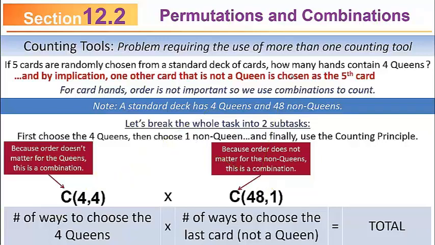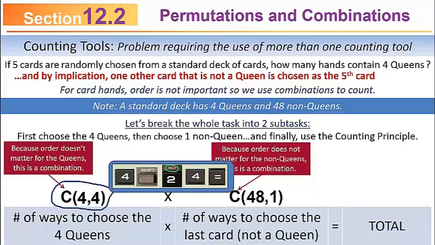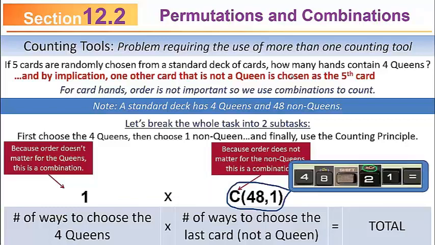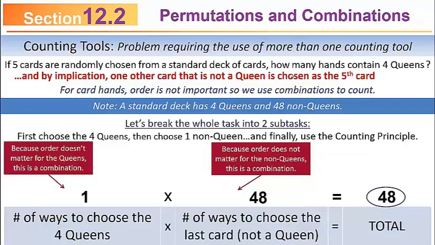Now, if you do the calculation for a combination of 4 things taken 4 at a time, that's 4, shift 2, and then R is also 4, and you hit equal to, and it comes out to be 1. If you do combination of 48 things taken 1 at a time, you type in 48, do shift 2, then you press 1, which is the R, and you press equal to, and you end up with 48, and 1 times 48 is 48. Again, another problem where you're using 2 of your tools. You're using the combination tool inside of the counting principle tool.